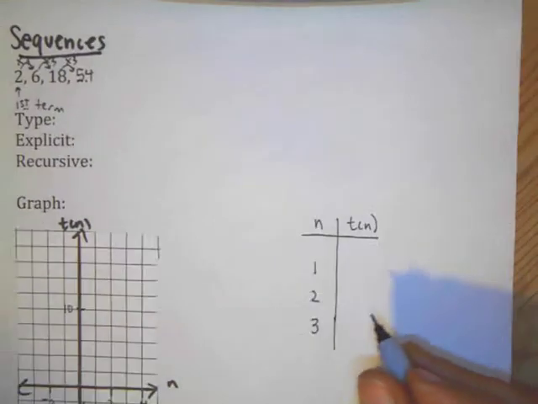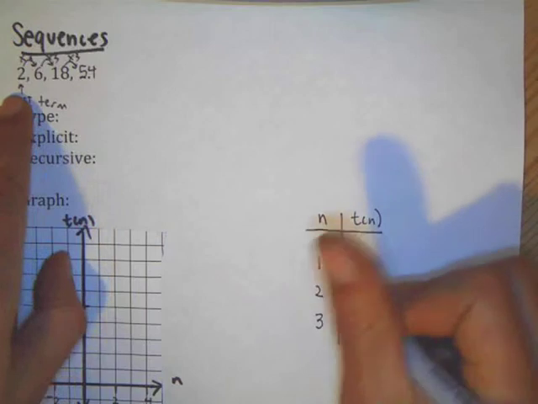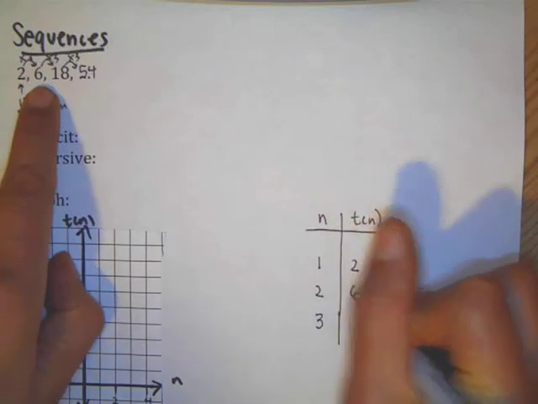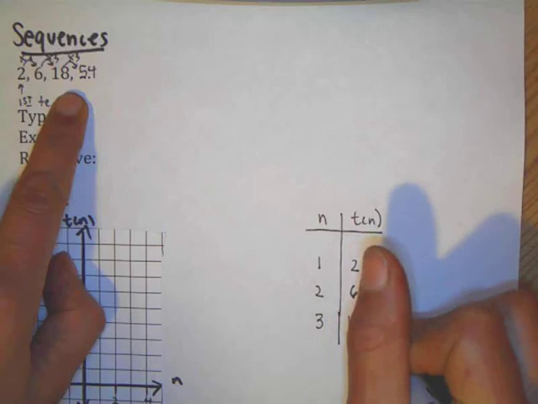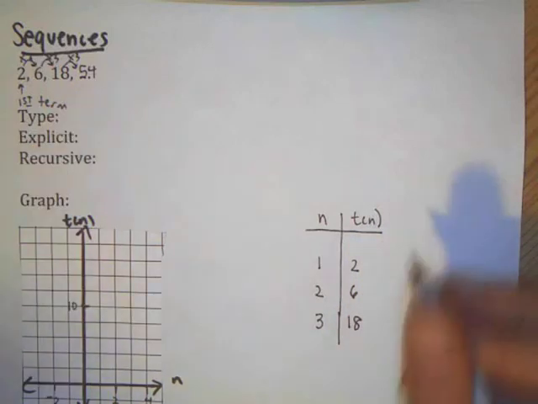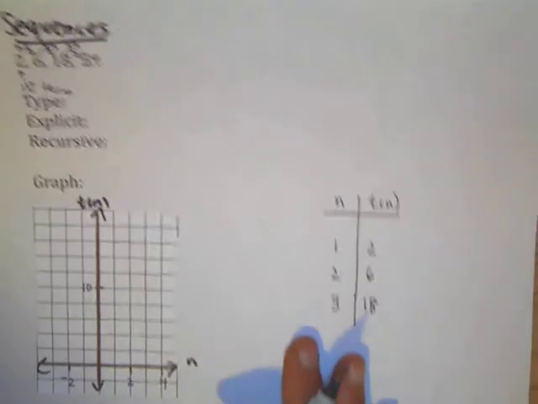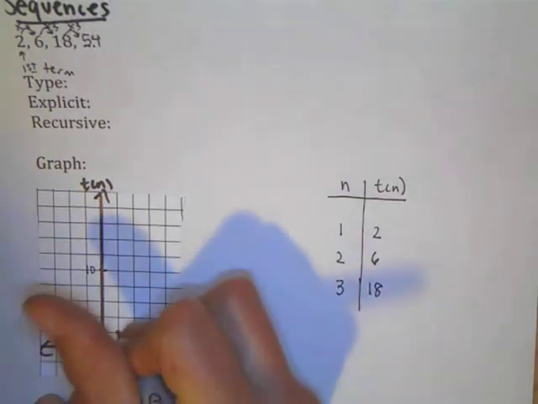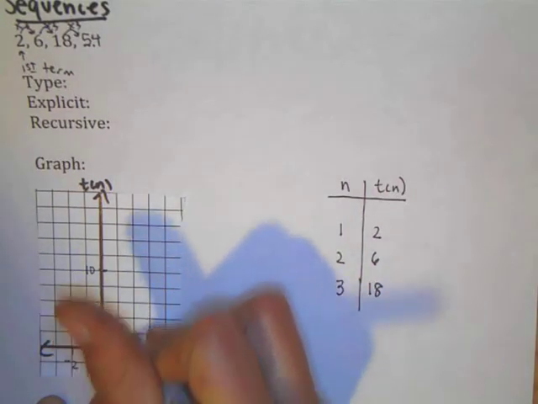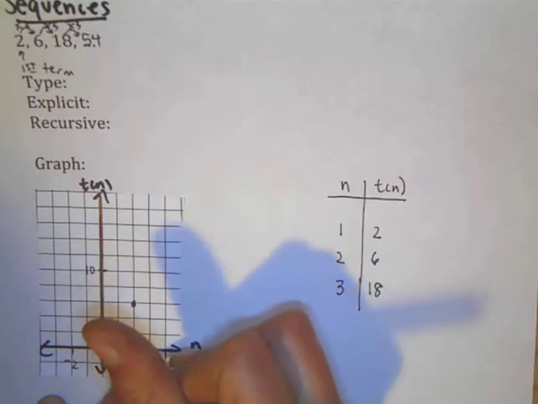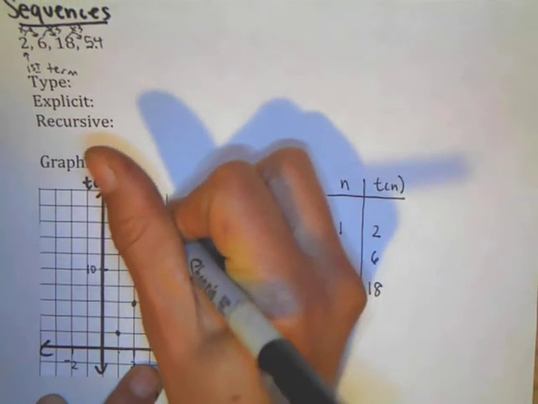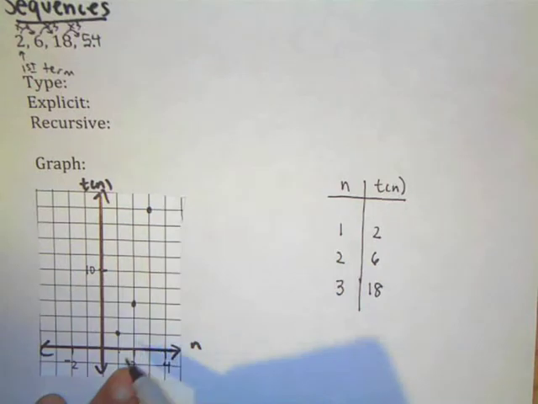So I can start to build a table here. First term is 2. Second term is 6. Third term is 18. And if I wanted to graph them, I just take that information. First term is 2, second term is 6, third term 18. And so I can see that this is not linear. It maybe looked like it was originally, so it's really good to plot it out.